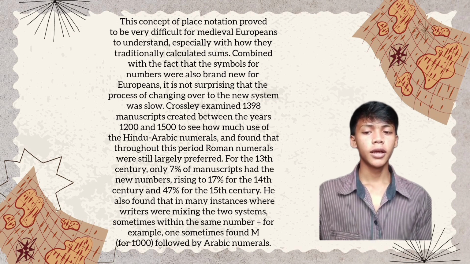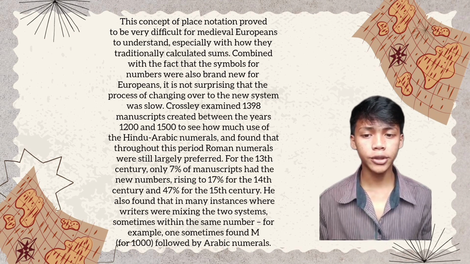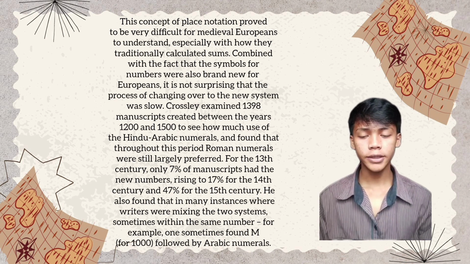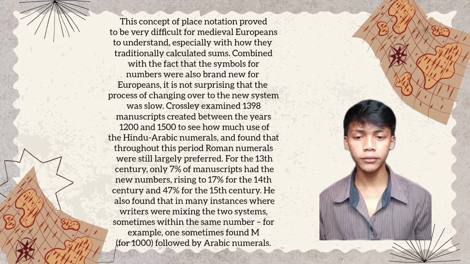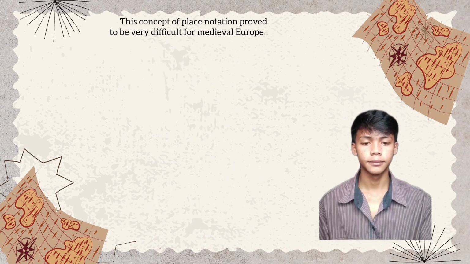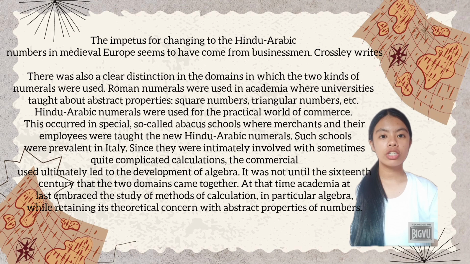He also found that in many instances writers were mixing the two systems, sometimes within the same number. For example, one sometimes found M for 1,000 followed by Arabic numerals. The impetus for changing to the Hindu-Arabic numbers in medieval Europe seems to have come from businessmen.